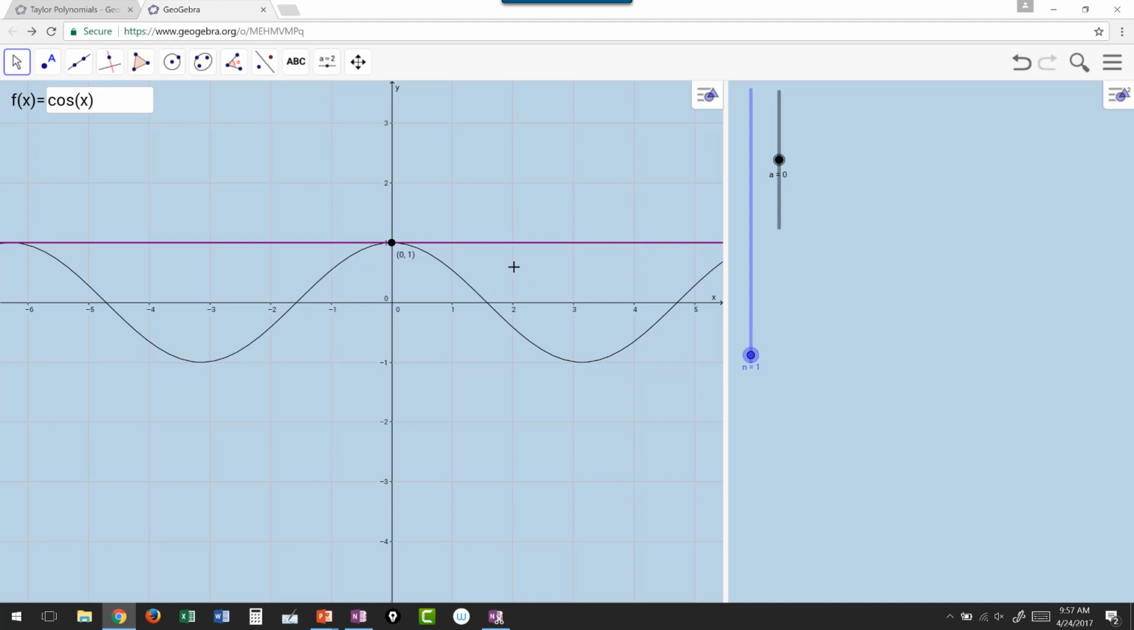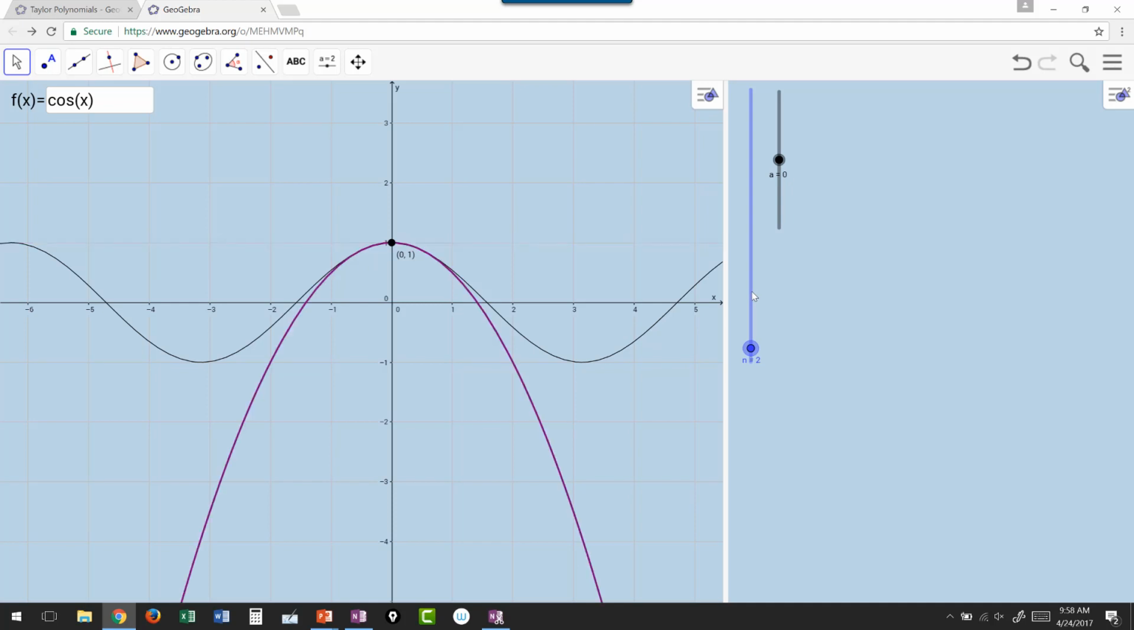Now, it turns out in this case, the best possible straight line approximation is the horizontal straight line we already had from our constant approximation. So that did not change the picture any. Next up, we'll graph the best possible quadratic approximation, in other words, polynomial of degree 2.